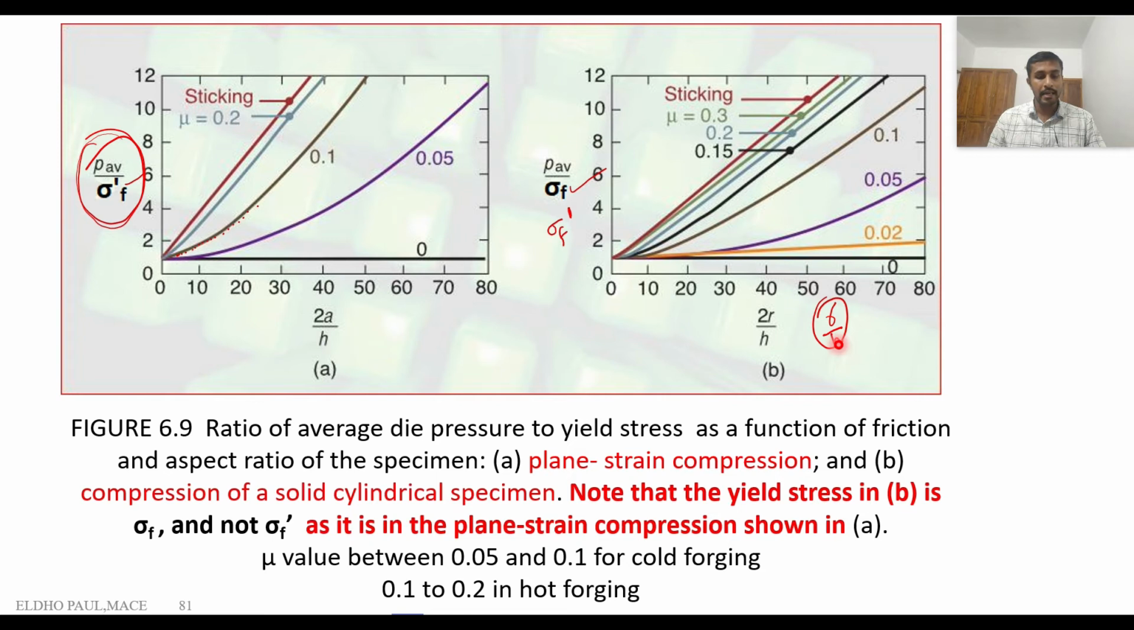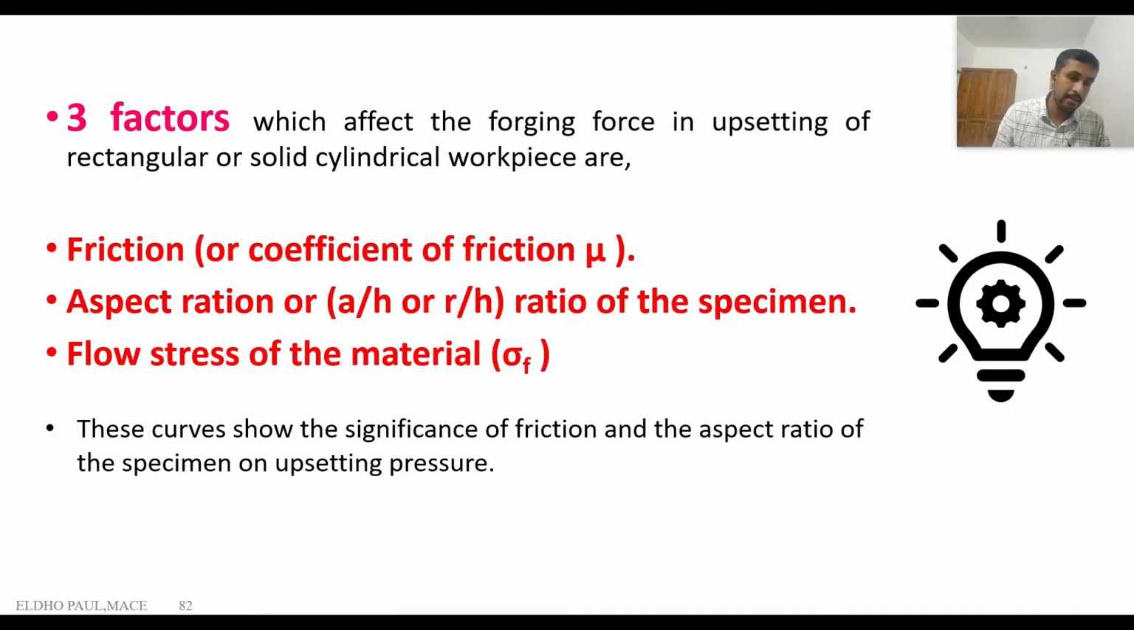And commonly in case of cold forging, the mu value is in between 0.05 to 0.1. But in case of hot forging, the mu value is in between 0.1 to 0.2. In case of hot forging, the mu value is higher. So that is this distribution. I will explain what is sticking condition later. The next analysis is sticking condition.